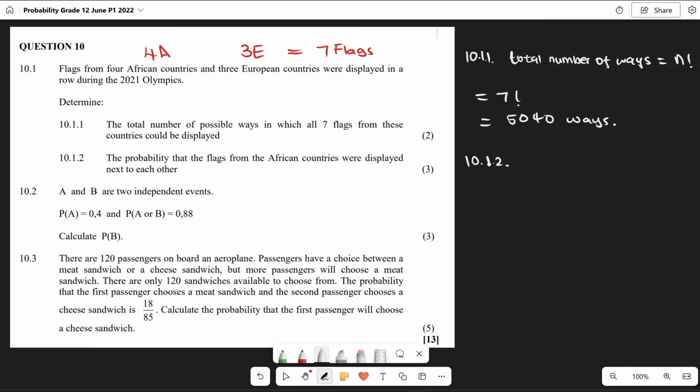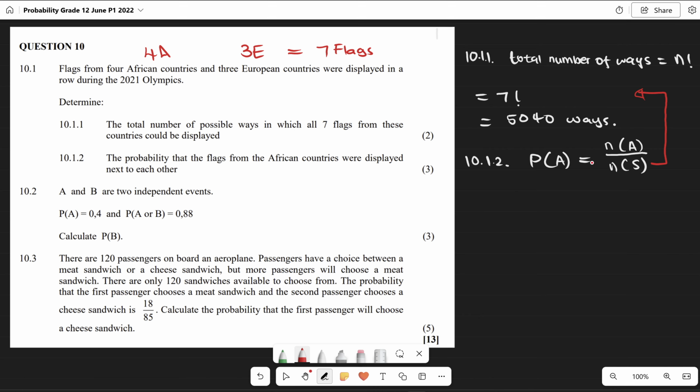So let's go to 10.1.2. They say determine the probability that the flags from the African countries were displayed next to each other. We know that to find the probability of any event, let's say A, it is equal to the number of elements in A divided by the total, which is the number of the sample space. In this case, our sample space is equal to this 7 factorial, the total number of ways without any order.